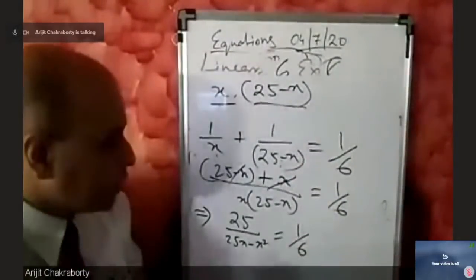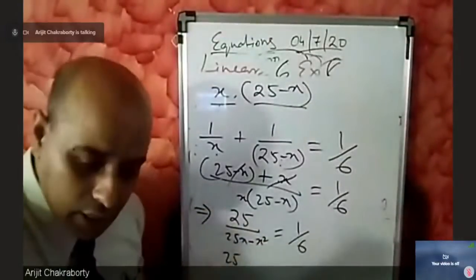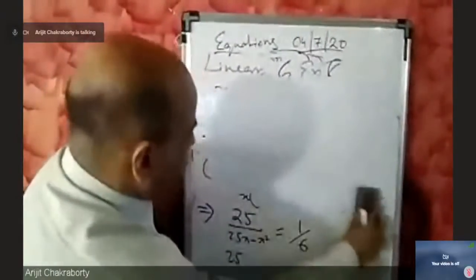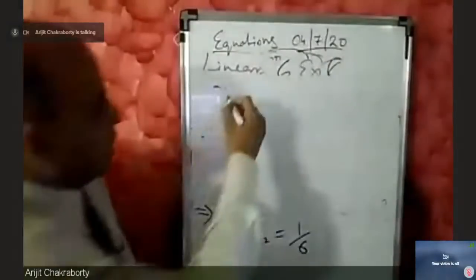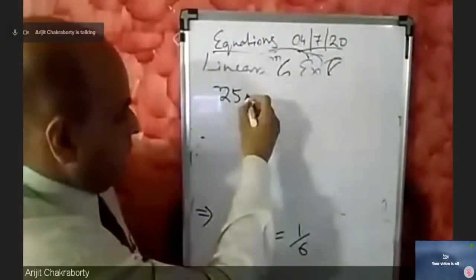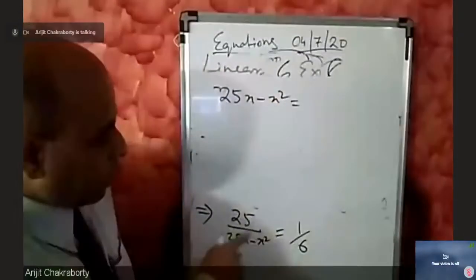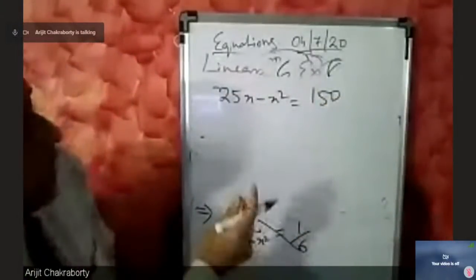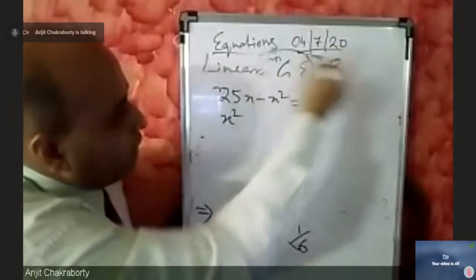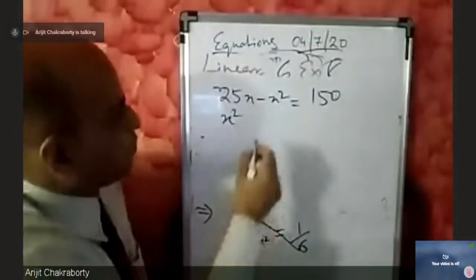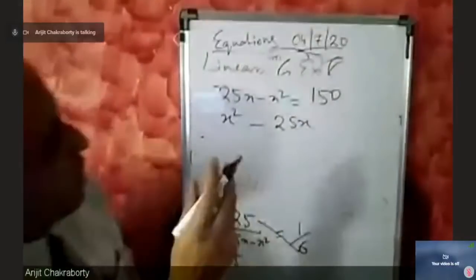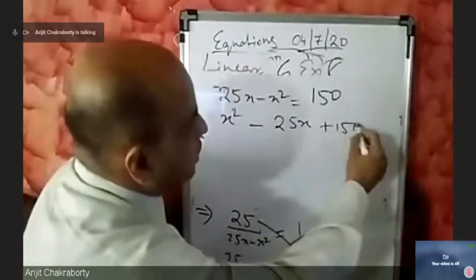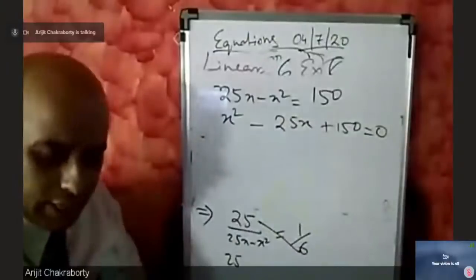By cross multiplying, we get 25 times 6. I'll just write it here. So we just cross multiply and see what happens. 25x minus x squared, this is the first part, gives me 25 into 6, that is 150. Okay, so if I change the sign, I get x squared. I take it on the other side: x squared minus 25x plus 150 is equal to 0. So this is the equation we get.